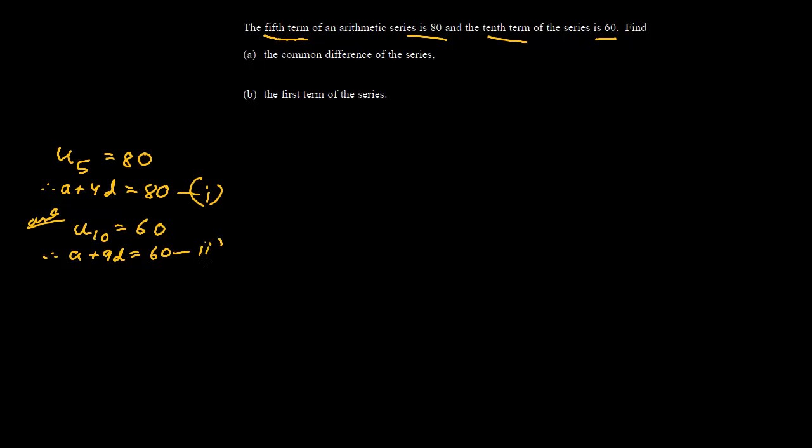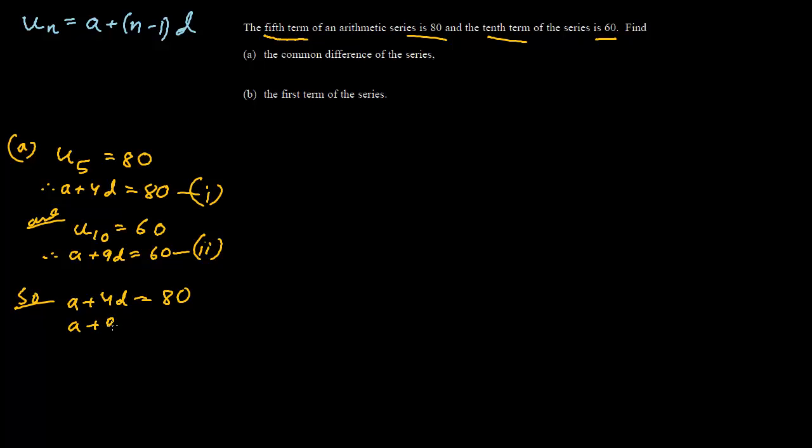This is equation 2. Let me remind you the rule for the nth term. The nth term of an arithmetic series is A plus (n minus 1) times the common difference. Now using this we have formed two simultaneous equations and now we have to solve them. So the first thing that we have to do is find the common difference. If you write A plus 4D equals 80 and A plus 9D equals 60, we can solve this by the method of elimination for solving simultaneous equations.